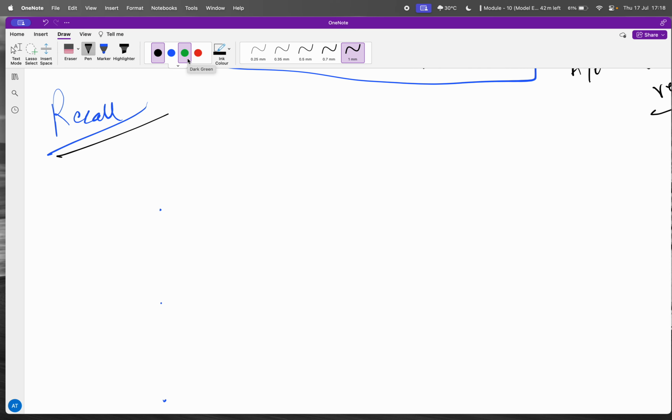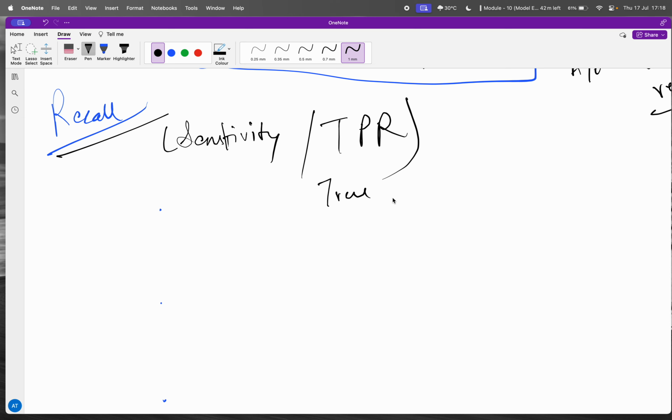Anybody wants to answer what is this recall? Anybody who wants to tell what is recall? Anybody? Okay, we'll go with that. Then I'll teach. Recall means nothing but the similar terms for this is sensitivity or true positive rate. True positive rate.